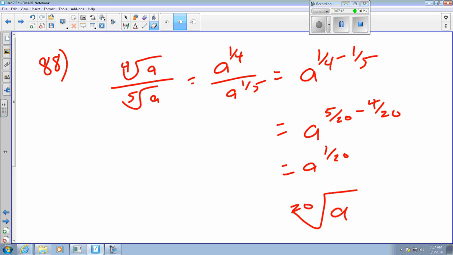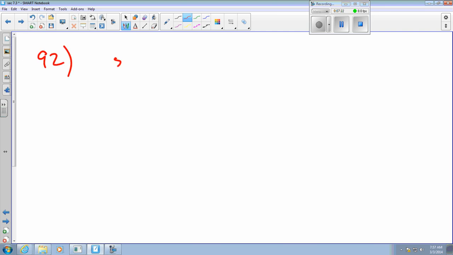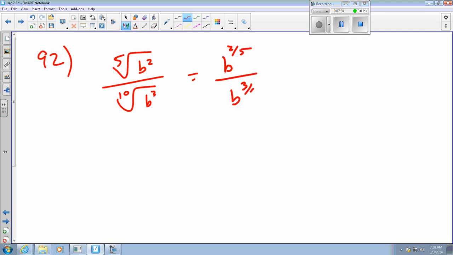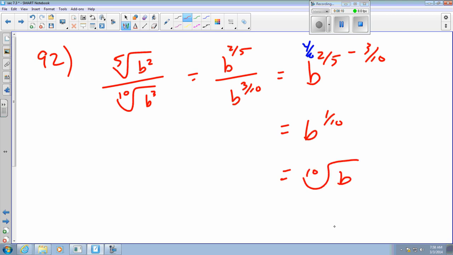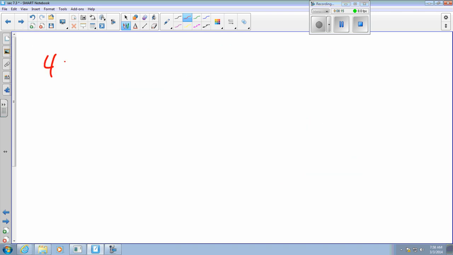Let's now take a look at 92. 92 says the fifth root of b squared over the 10th root of b cubed. I'm going to write them as a rational exponent, so I get 2/5 power, and here I get the 3/10 power. I know when I divide, I subtract, so I'm going to get b to the 2/5 minus 3/10. Get my common denominator. This is the same as 4/10. And 4/10 minus 3/10 gives me b to the 1/10 power. Rewriting that as a radical, I get the 10th root of b to the first, or just 10th root of b.